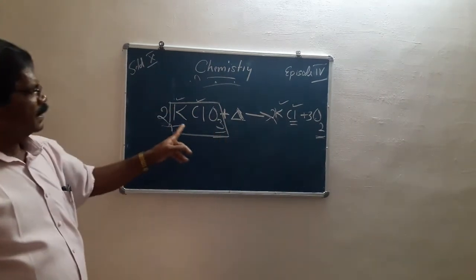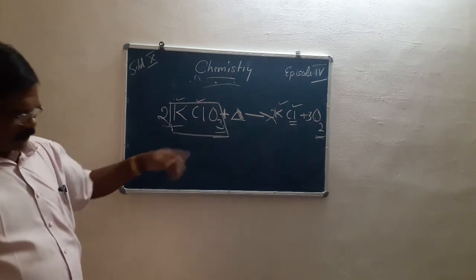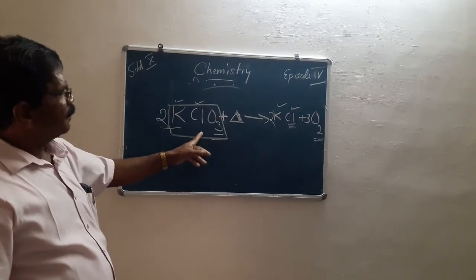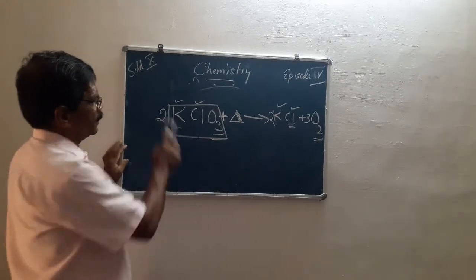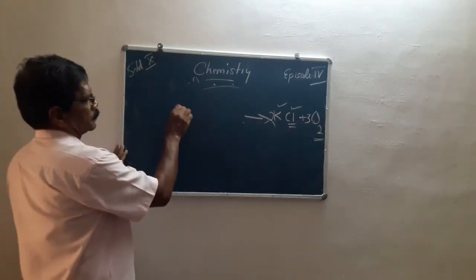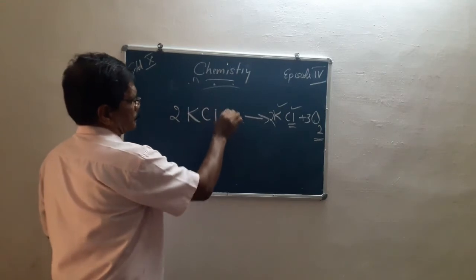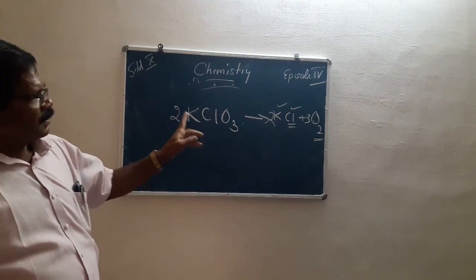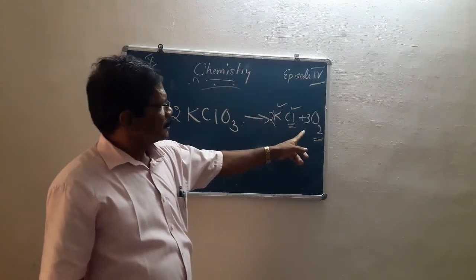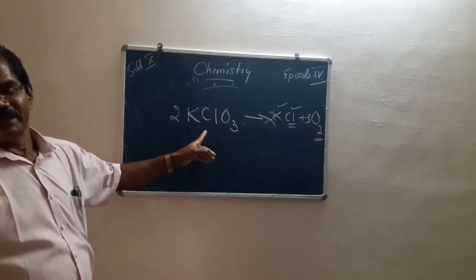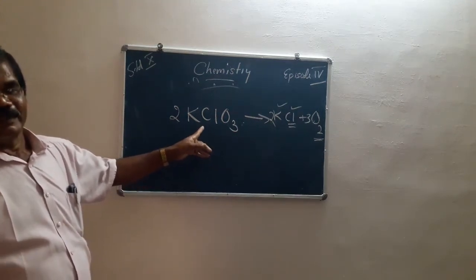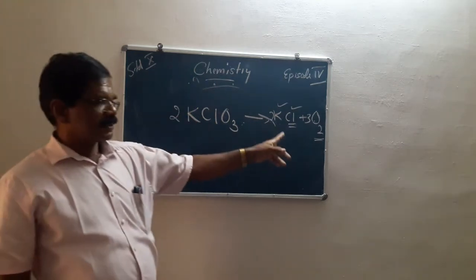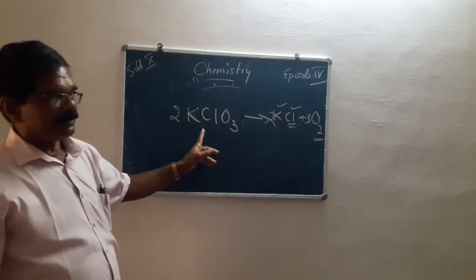Third is what type of reaction this is. Next our question is what type of reaction. We apply the knowledge. Number of products 2, number of reactants 1. What is the reaction? Decomposition. Combination and decomposition reactions can be easily identified. If only one product, it is a combination reaction. If only one reactant, it is a decomposition reaction.